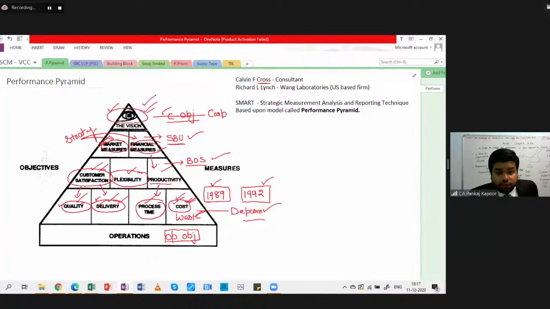These features, be it the quality, be it the delivery, be it the processing time, or be it the waste, need to be obtained at the day-to-day operational level. Whosoever performs the operation needs to ensure that there must be quality in the thing he is doing. He needs to ensure the time taken by him must be less than what he earlier used to spend.